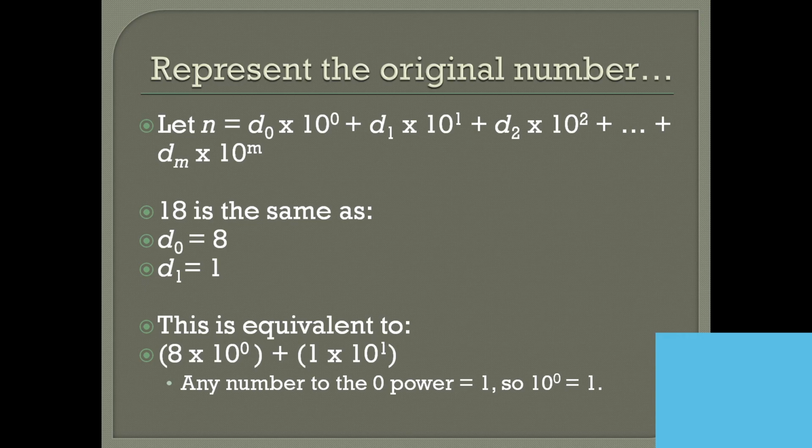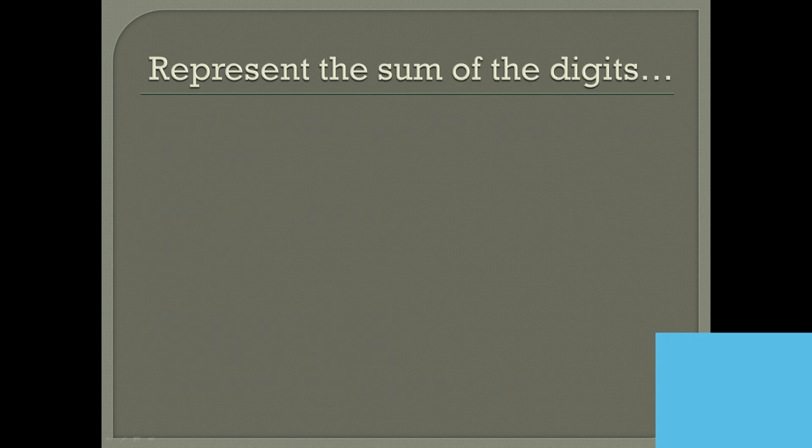So now we have our new way of representing normal values of numbers. We can use this to represent the sum of digits in the same way. Using that same d variable, the sum of digits would simply be like this. We'll use s for sum. s equals d0 plus d1 plus d2 plus all the other numbers up to dm.